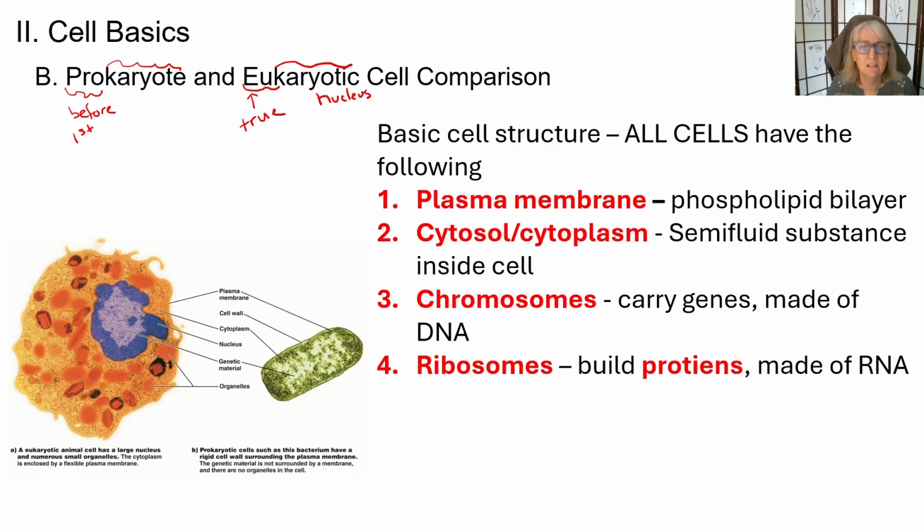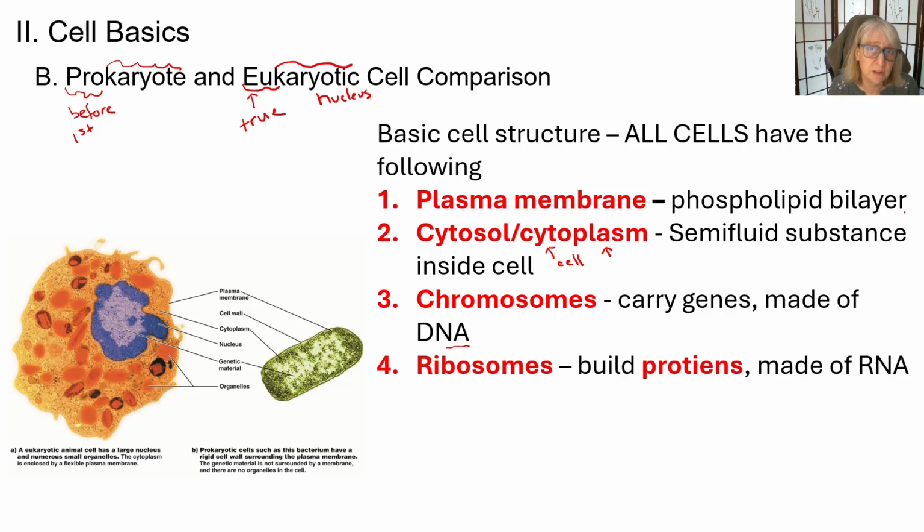Inside the cell is cytoplasm. You'll also hear it called cytosol in other classes. In this class, I'm going to call it cytoplasm. Cyto means cell. And plasm is the plasma membrane. It's the stuff inside the cell's plasma membrane. It's a semi-fluid substance. It has a lot of sugars and enzymes in it that make all the cell's metabolism work.